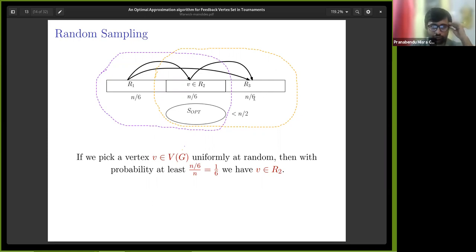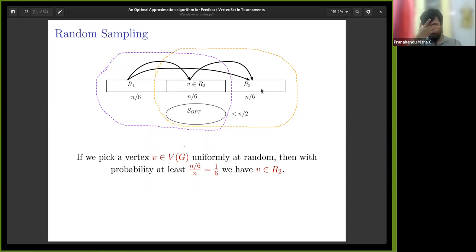Okay, let me go ahead. This is what the picture looks like right now. We have this hypothetical optimum solution SOPT on n/2 vertices. The rest of the graph has a topological ordering using which we partitioned it into 3 parts, and we're looking at vertices in the middle part. There are n/6 such vertices. They have n/6 in-neighbors and n/6 out-neighbors.